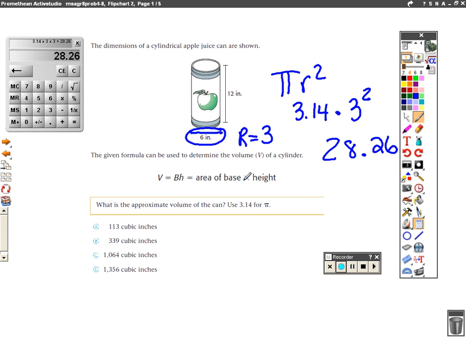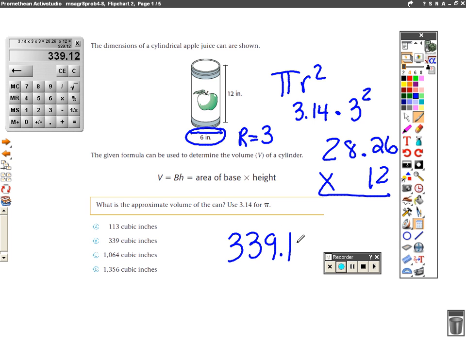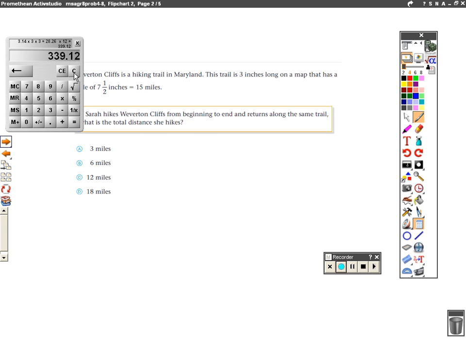And then I need to multiply it by the height. The height of my can is 12. So I'm going to multiply this by 12. And I get 339.12. Or sorry, 339 and 12/100ths. What is the approximate? So approximate wants you to estimate. So which of these choices is closer to the real answer? Choice B. Okay.